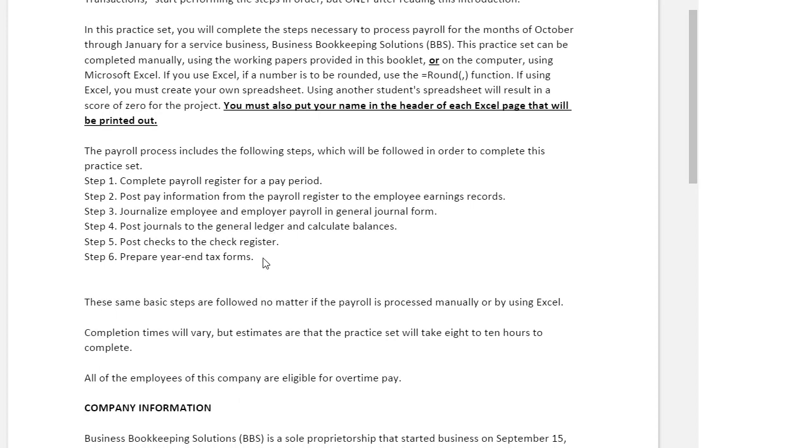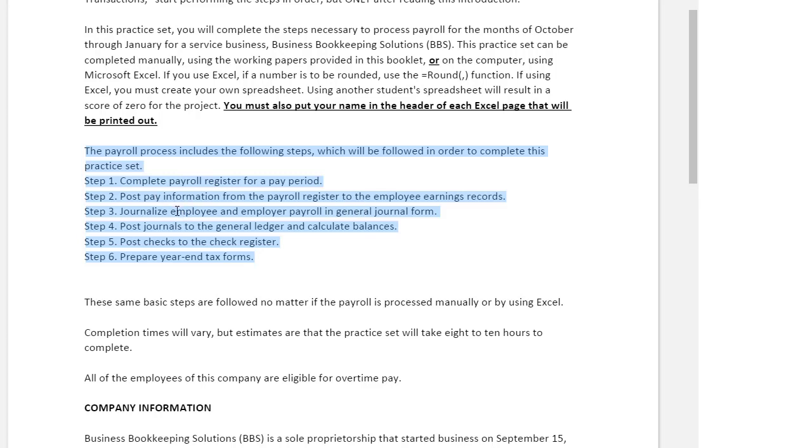So here's the broad overview of what we're going to be doing. The payroll process includes these steps, and you don't have to memorize them. Remember, you've got the step-by-step instructions that will take you through it, but this is just an overview. So step 1, we're going to complete the payroll register for a pay period, and then we're going to post the pay information from the payroll register to the employee earnings records.